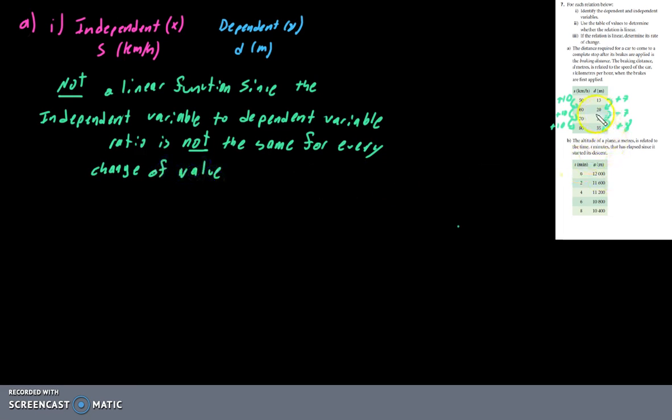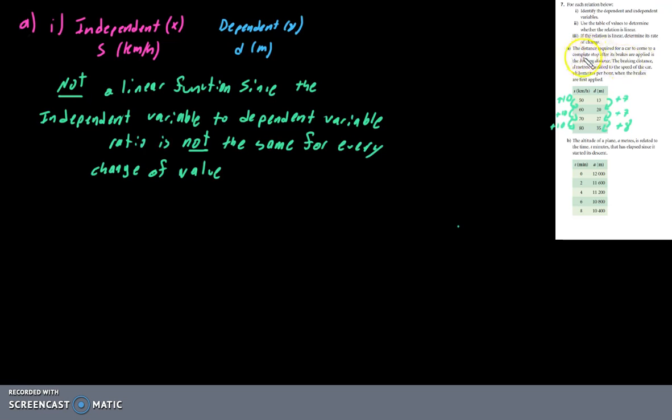Okay, so what I'm basically saying is the ratio that this is going up by 10 to the ratio that this is going up by 7 is not going to be the same for every value, because we see at the end this one's going up by 10, but this one's going up by 8. So this is not going to be a linear relation. Okay, let's take a look at the next one. So if the relation is linear, determine the rate of change. Well, we can't do that because it's not.